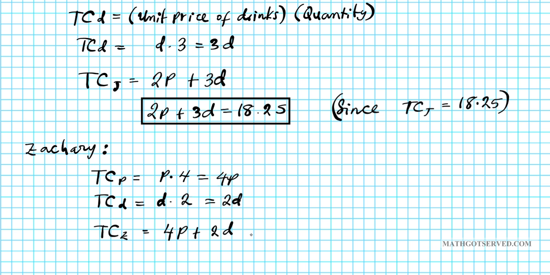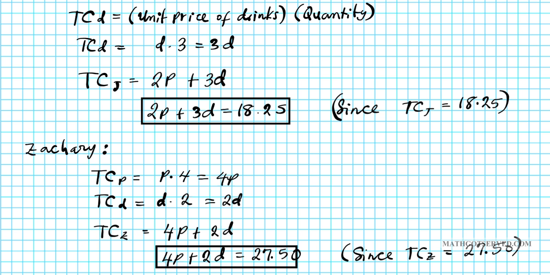But we know that Zachary spends a total of $27.50. So 4P plus 2D has to be equal to $27.50. Since the total amount of money that Zachary spent is $27.50. Now we have our 2 equations to formulate our system. We'll just simply put them next to each other and we're done with the first part, okay?